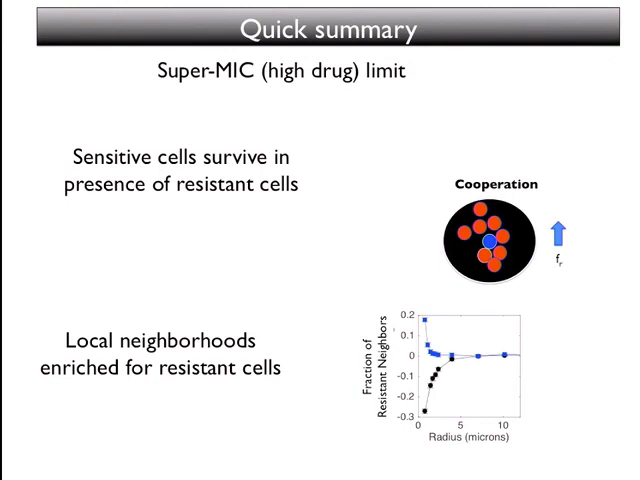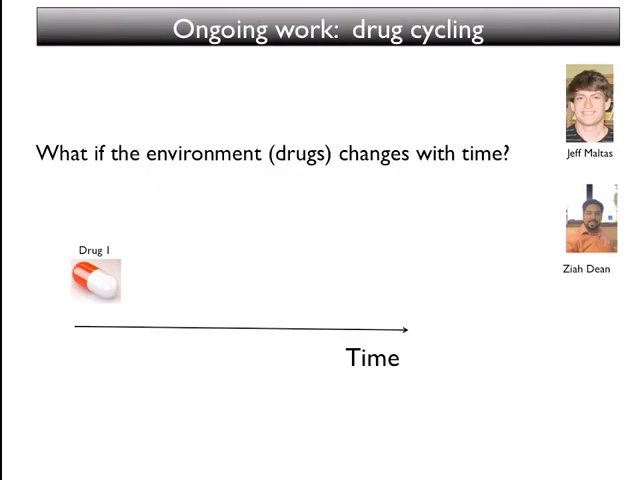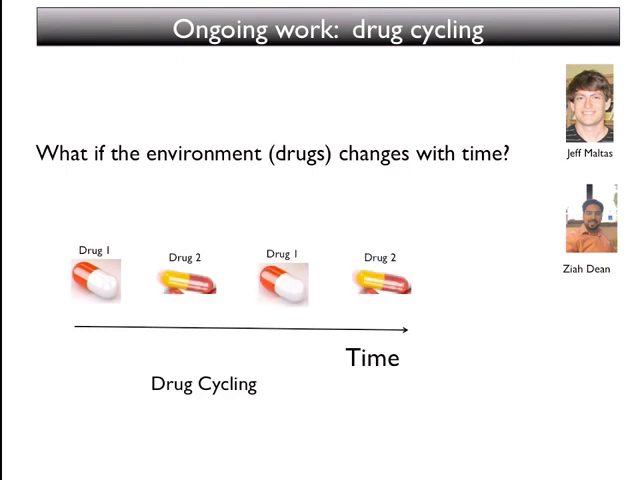This is ongoing. It's also very preliminary. Several people in my lab are working on a problem that's on a longer term scale. And so these are really evolution experiments. And the question is, what if the environment, and for us this environment is the drug, what if the drugs are changing over time? So you're, for example, cycling the drug over time.